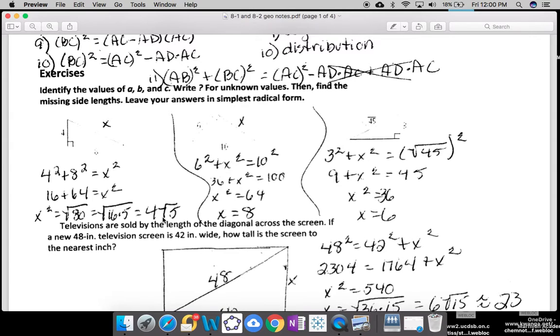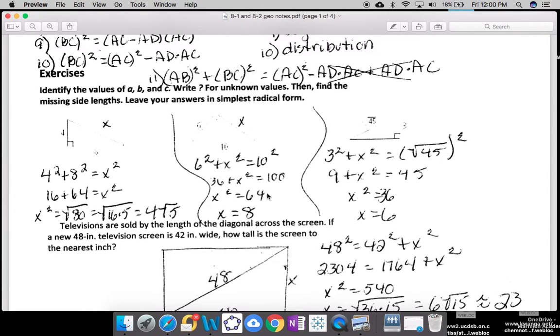In the second example, the right angle is up at the top here, and this should be 6 for one leg, x for my other leg, 10 for my hypotenuse. So the right angle is right here at the top. I have 6 squared plus x squared equals 10 squared. 36 plus x squared equals 100. X squared is 64, x is 8. Notice we're not considering the negative values because it's a distance and there's no negative distance.